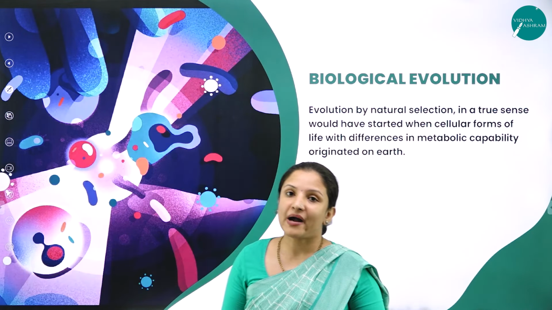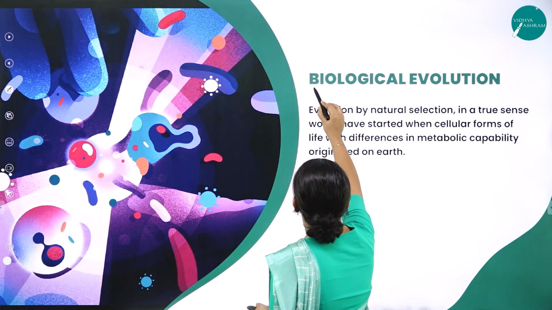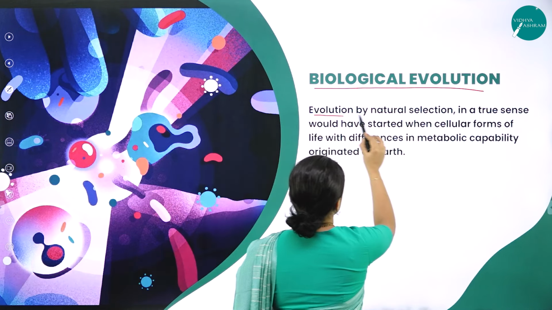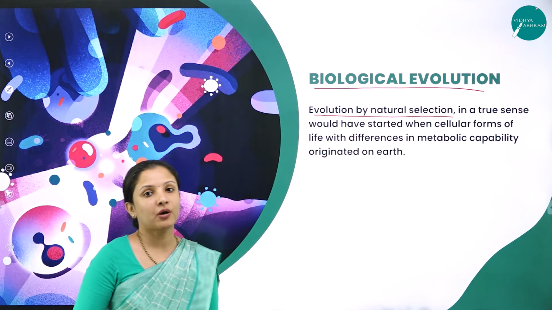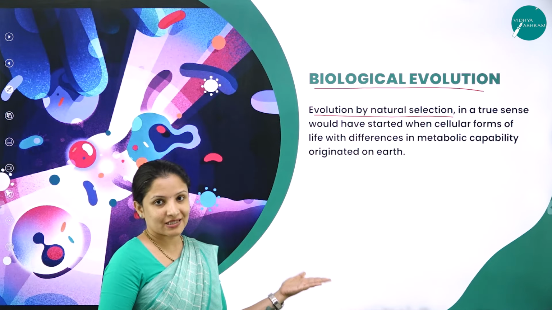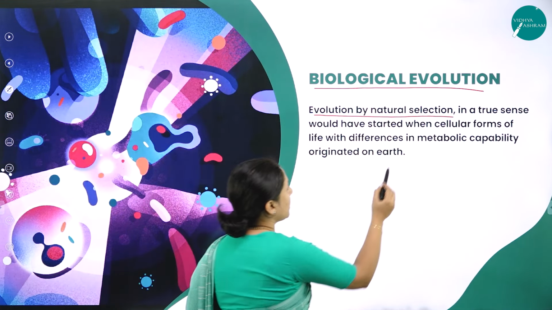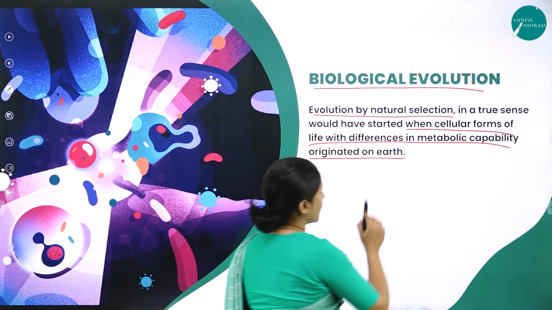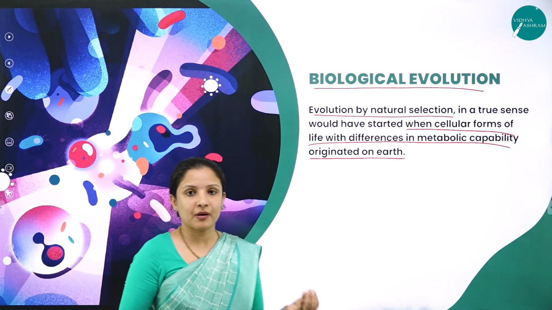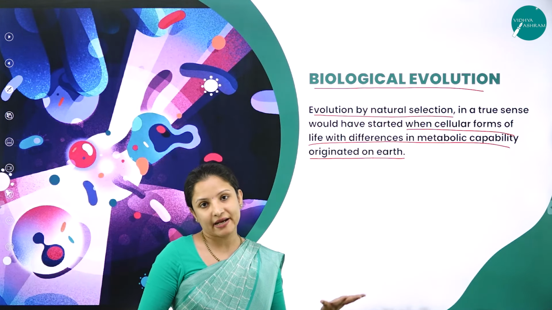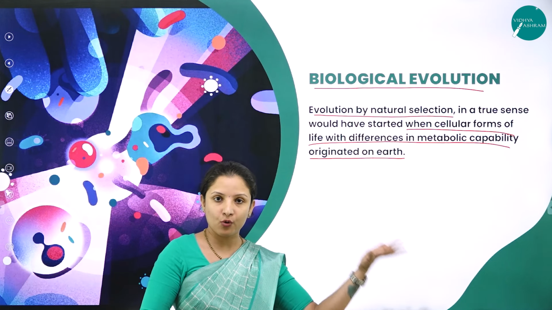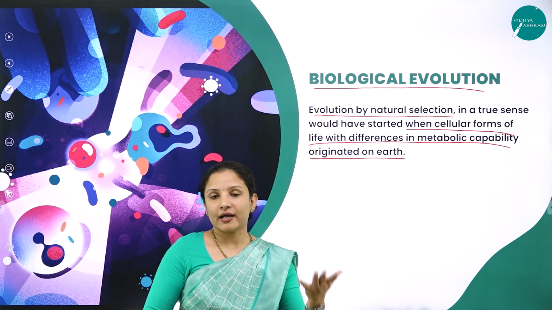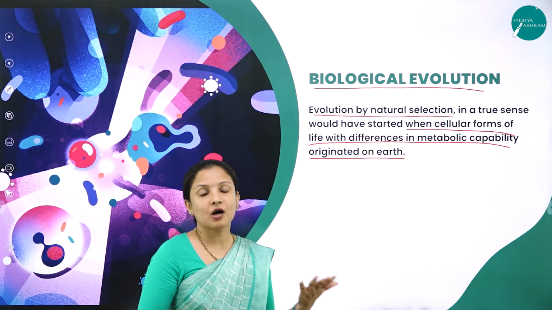Next, let's learn about biological evolution. In this we will learn about evolution by natural selection. Natural selection is one of Darwin's theories, right? In a true sense, natural selection would have started when cellular forms of life with differences in metabolic capability originated on Earth. And we have studied about the various hypotheses put forward by various scientists. Some of the scientists believe that spores or cells came from different planets and landed on the Earth, and then the arrival of new species started. That is how they believed, right?